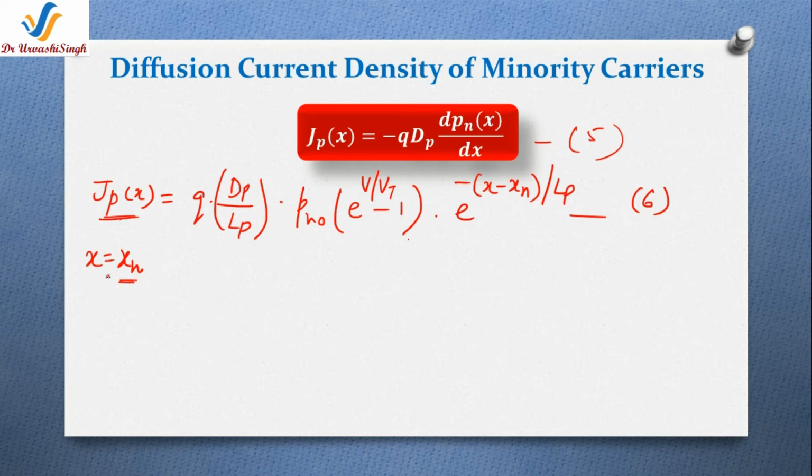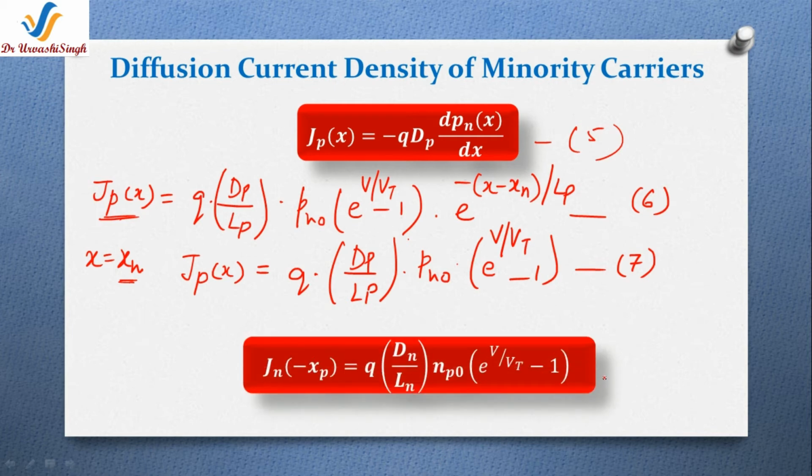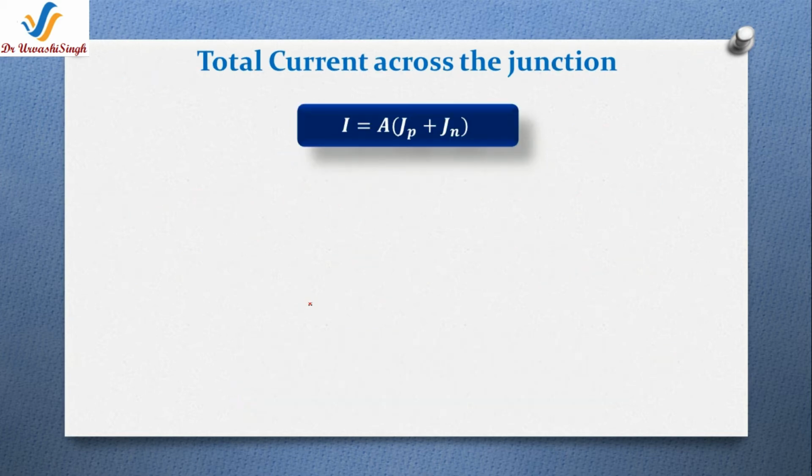So putting the value x equals xn, the Jpx is, so this is equation 7. Similarly, for the electrons, the diffusion current density is given by equation 8. Now we have the diffusion current density of holes and electrons. So we will put the value in this formula, equation 9.